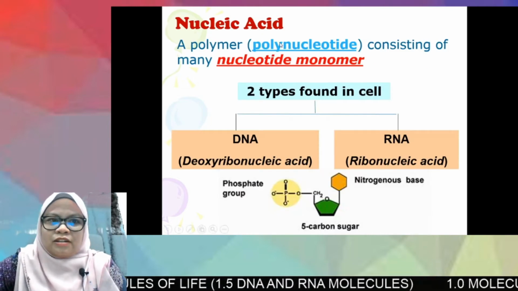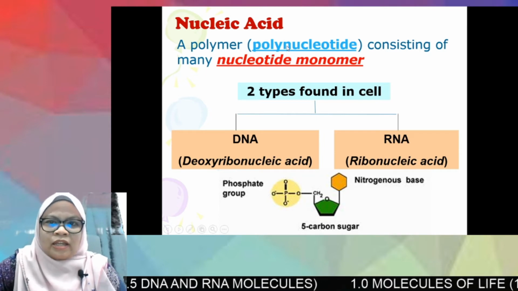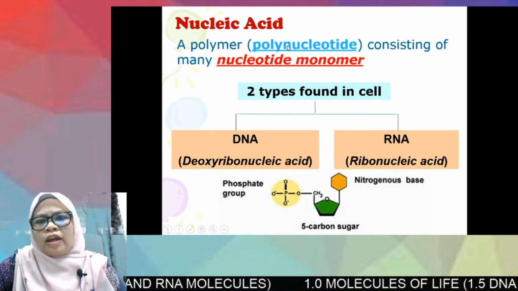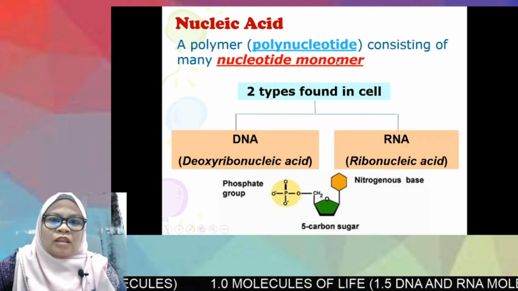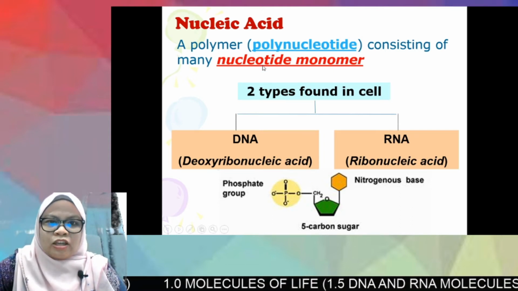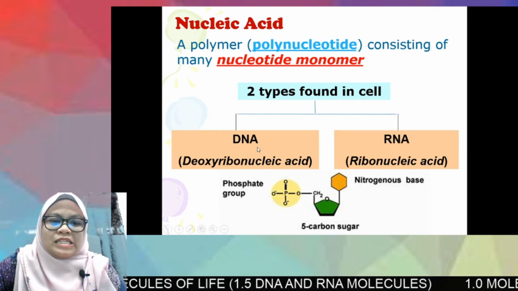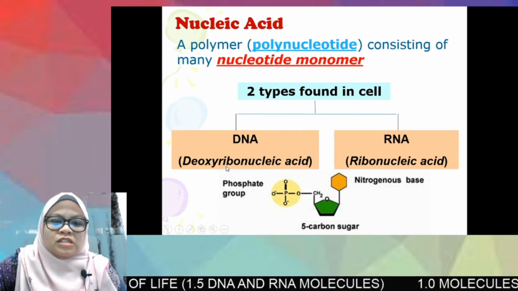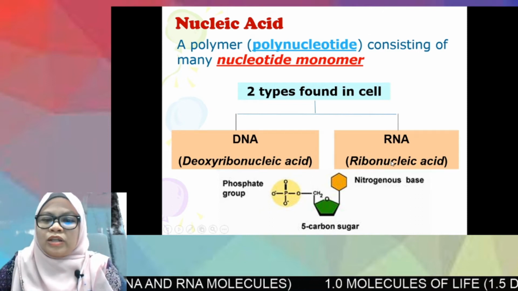So nucleic acid is a polymer, known as polynucleotide, consisting of many nucleotide monomers. It means that the nucleic acid is polynucleotide and the monomer is nucleotide. Nucleic acid has two types. First one is DNA, deoxyribonucleic acid, and another one is RNA, ribonucleic acid.